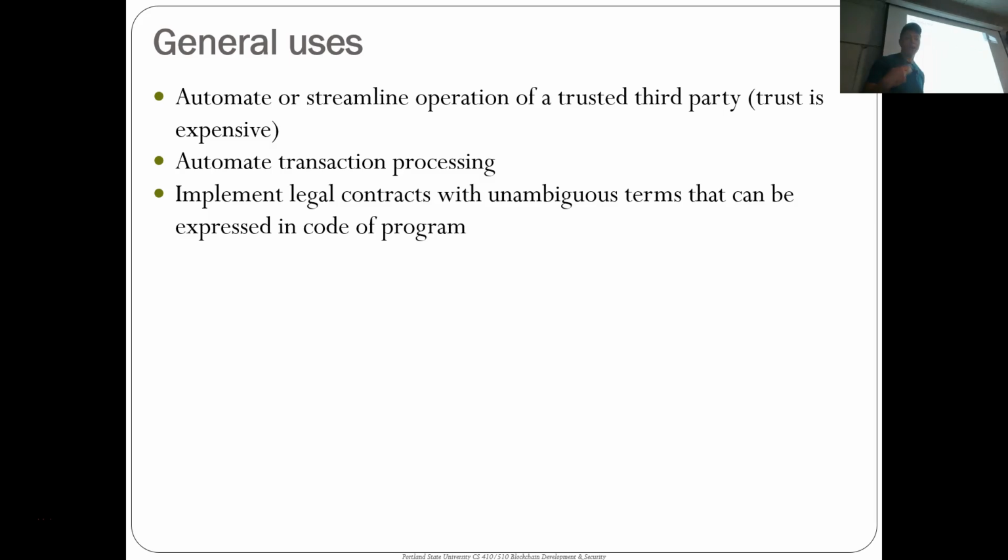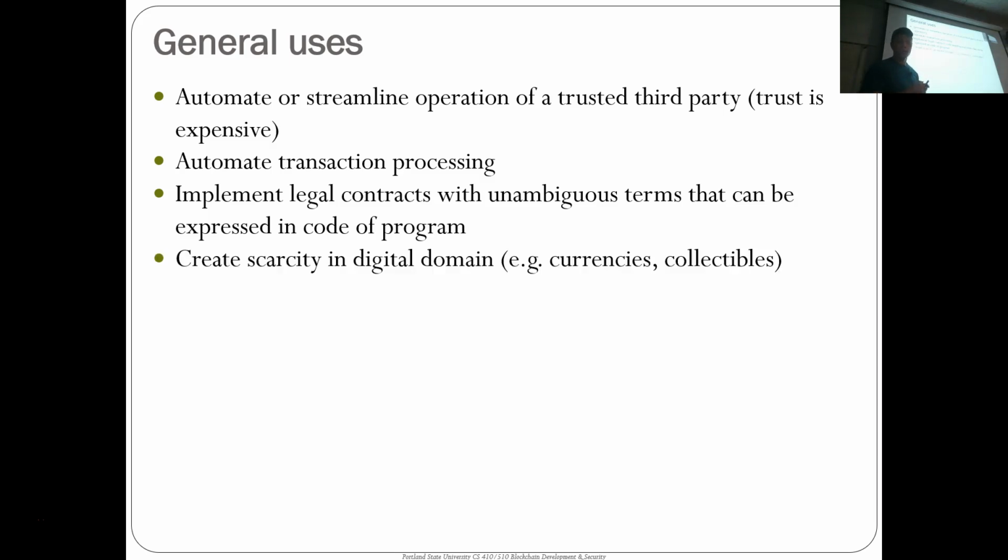Implement legal contracts with unambiguous terms that can be expressed in code. Not all contracts can be expressed as a program, but those that can be implemented on a blockchain with a smart contract. Create scarcity in a digital domain, so things like currencies, things like collectibles, things like deeds, or certificates, for example.